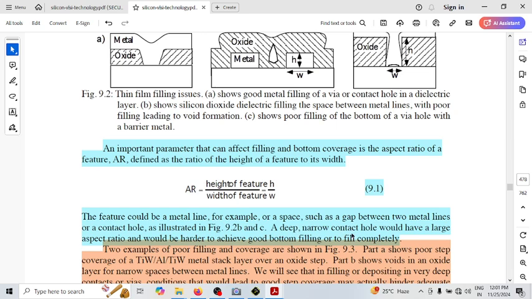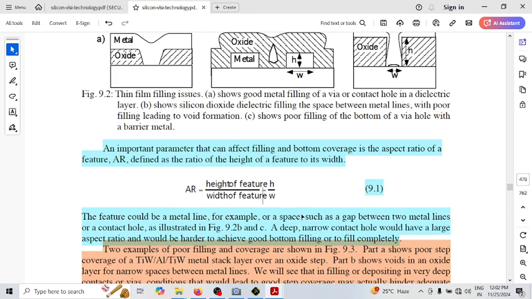A deep narrow contact hole would have a large aspect ratio and would be harder to achieve, because when the aspect ratio is more and more, what do you mean by aspect ratio more? If that width is less compared to the height, the aspect ratio is more. You can see here, where is that?